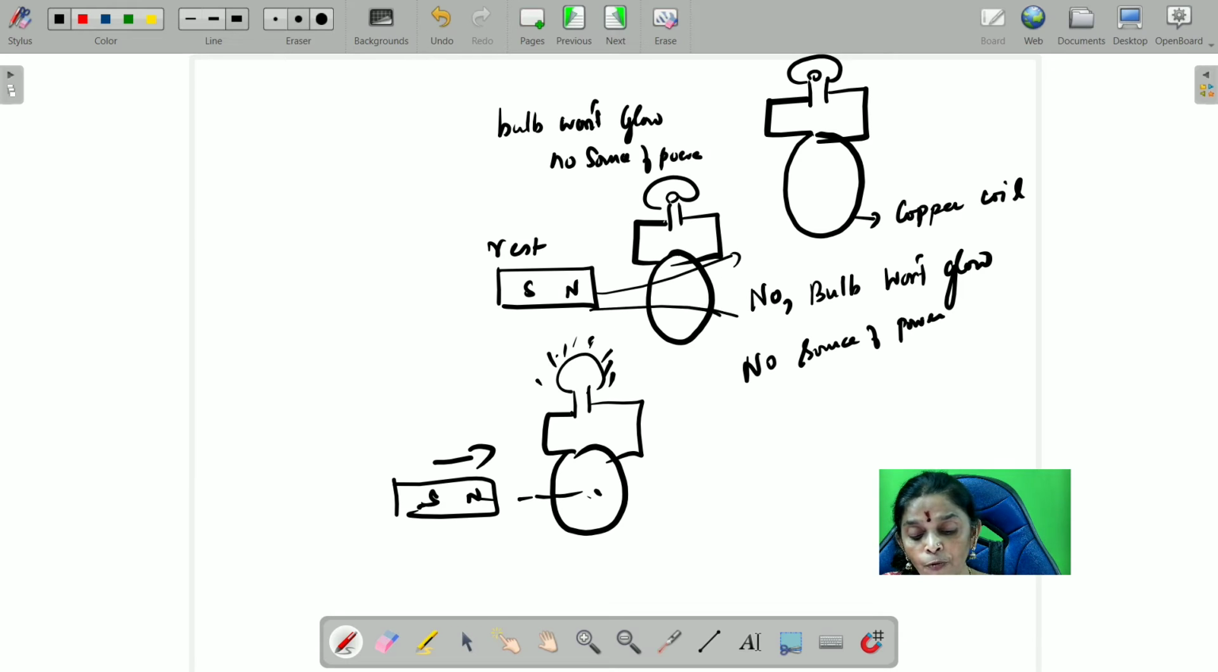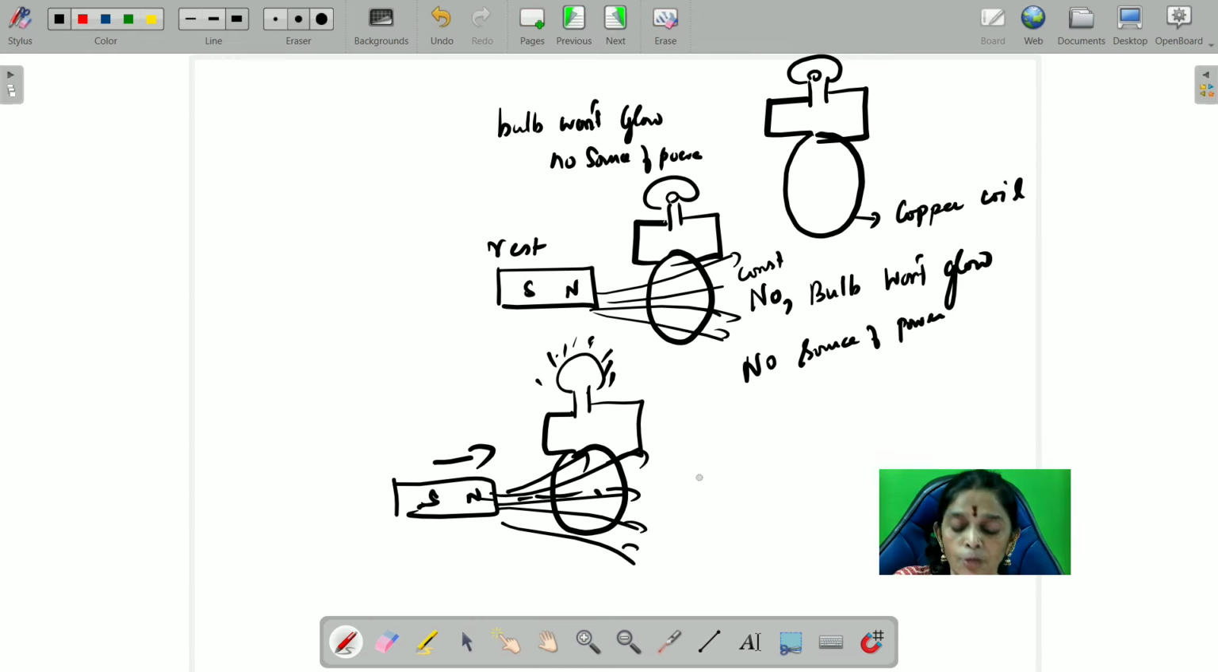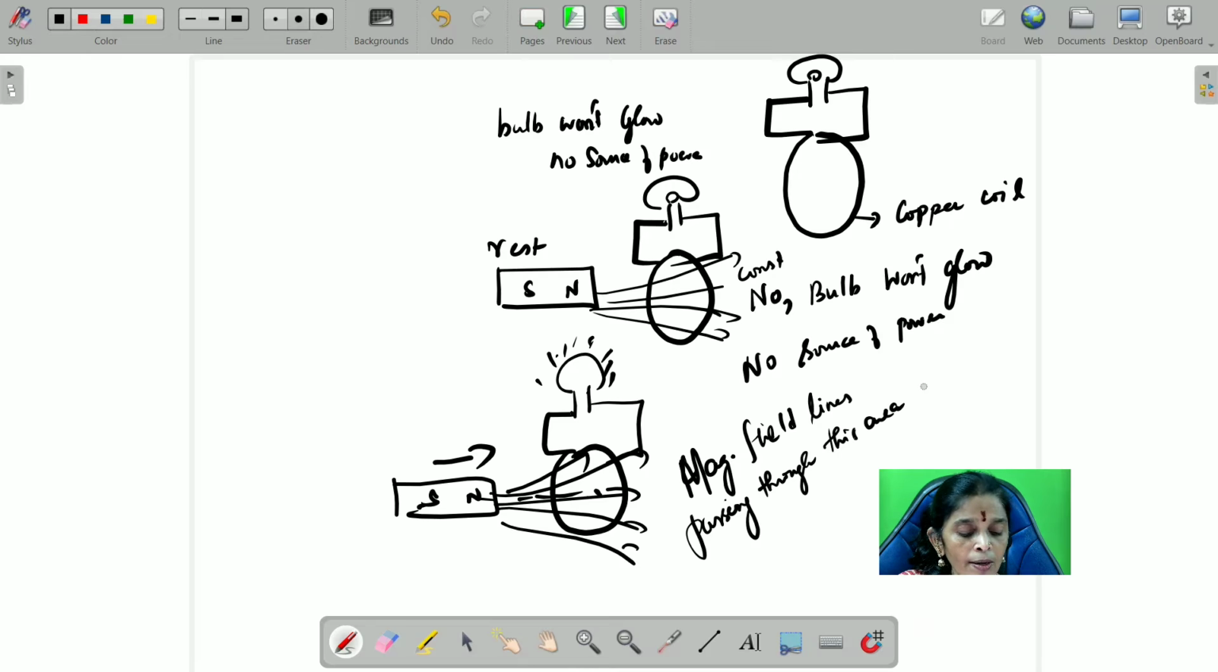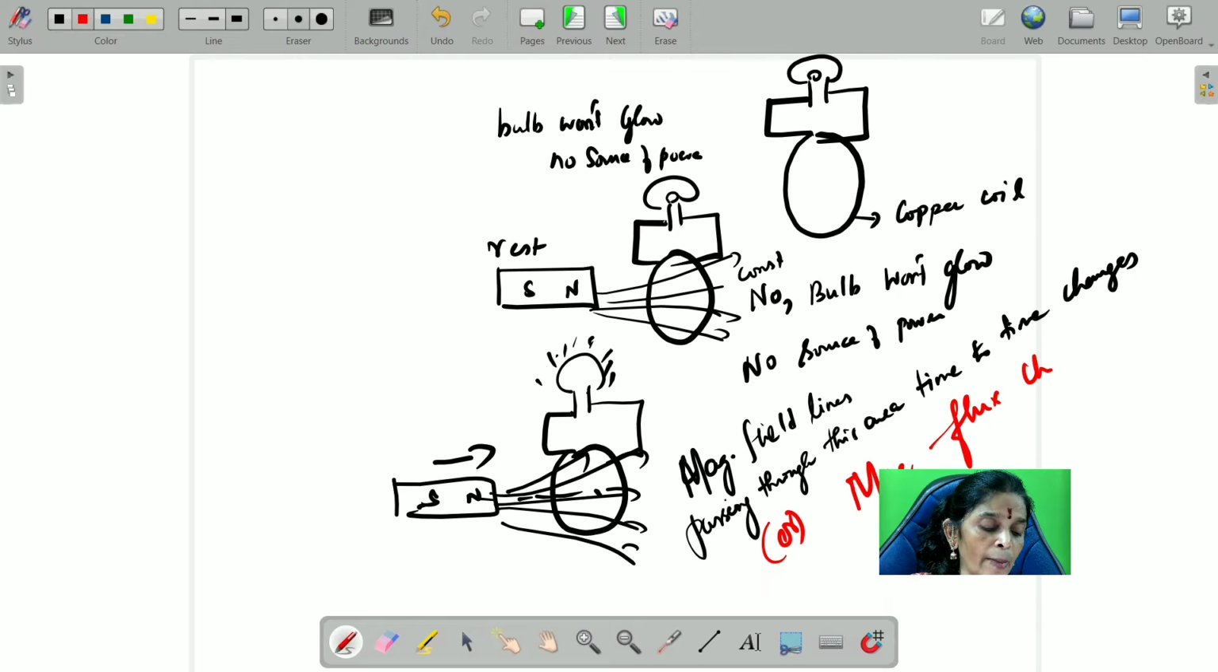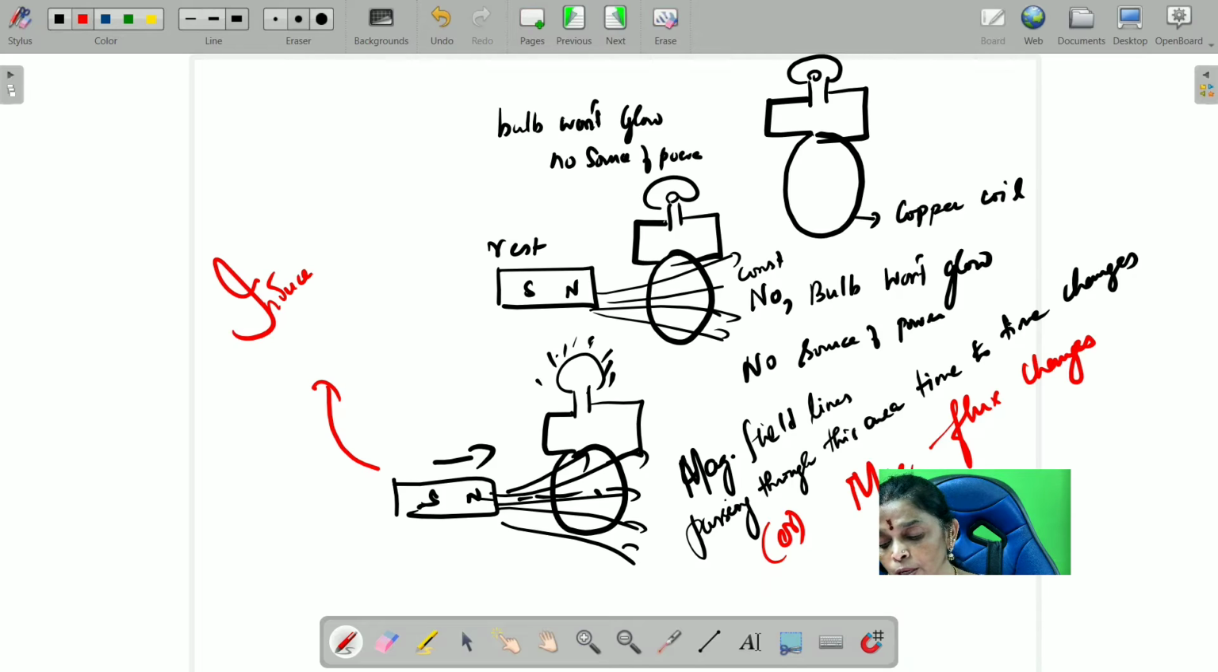When the magnet is at rest, the number of field lines passing through the coil remains constant. Whereas when the magnet is moved, the number of magnetic field lines passing through the coil changes from time to time. So you can simply say that the magnetic flux changes. Whenever there is a change in the magnetic flux, induced current is produced. That is why the bulb glows.